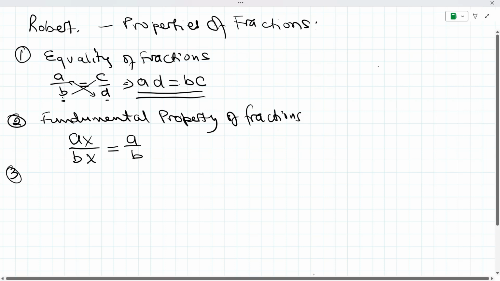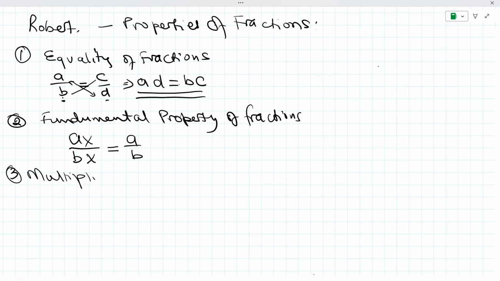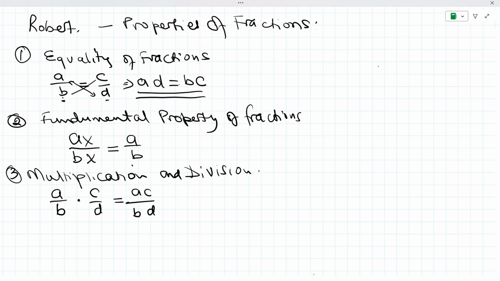Then we have the third property, and that's multiplication and division. Now, multiplication is always the reverse of division, or division is always the reverse of multiplication. So, again, if we are given our fractions A over B and we are told to multiply it by C over D, this is equal to A multiplied by C, AC, divided by B multiplied by D, BD.